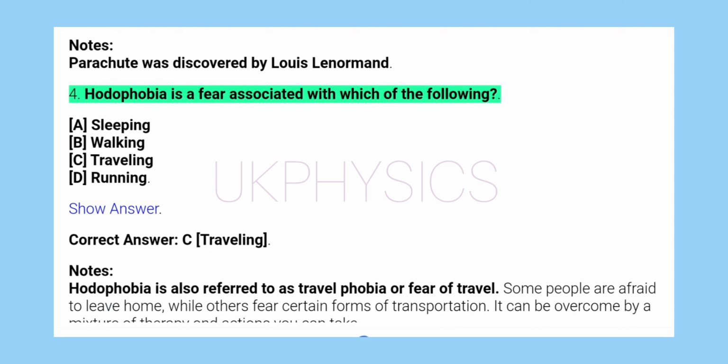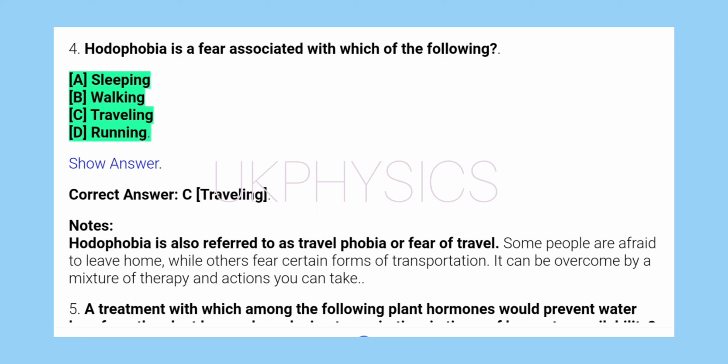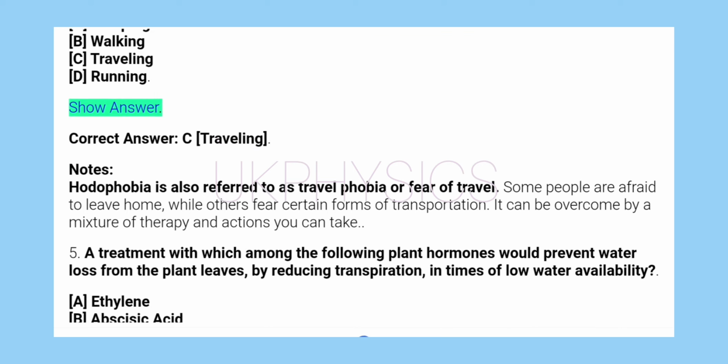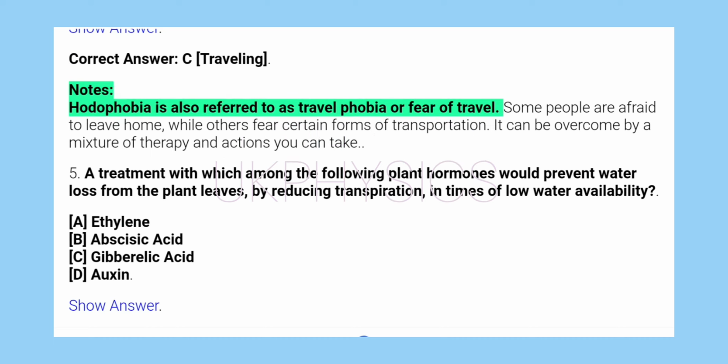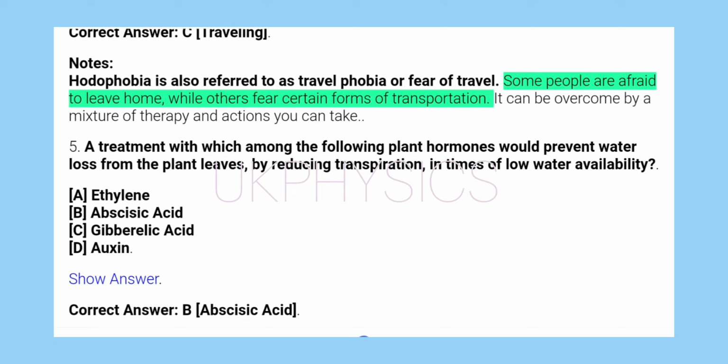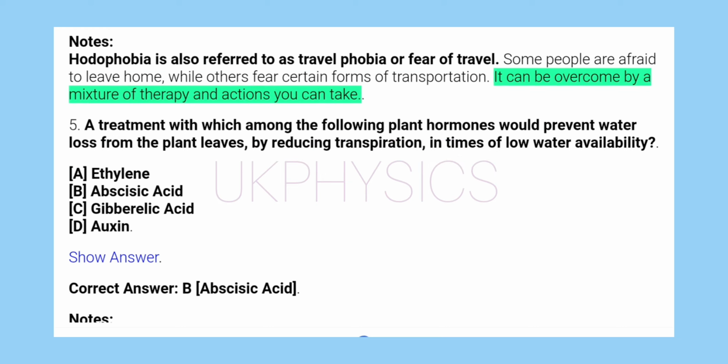4. Photophobia is a fear associated with which of the following? A. Sleeping, B. Walking, C. Traveling, D. Running. Show answer. Correct answer, C. Traveling. Notes: photophobia is also referred to as travel phobia or fear of travel. Some people are afraid to leave home while others fear certain forms of transportation. It can be overcome by a mixture of therapy and actions you can take.